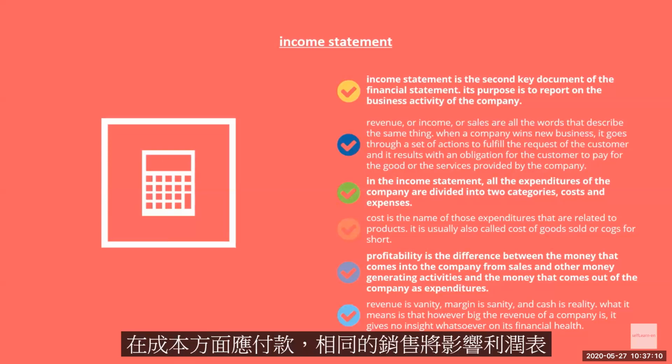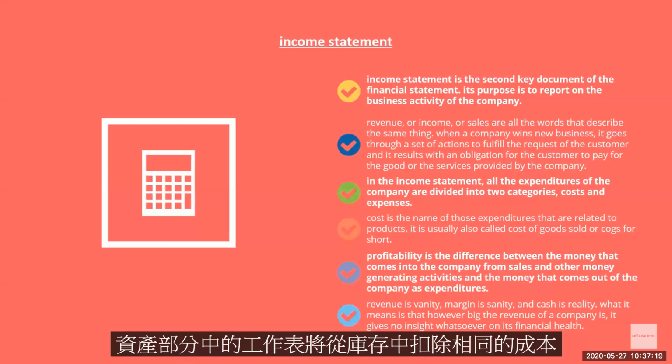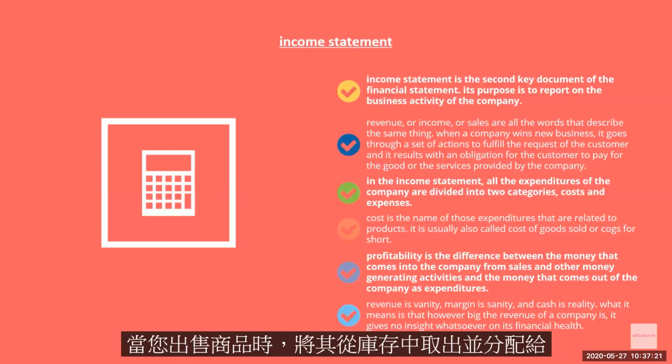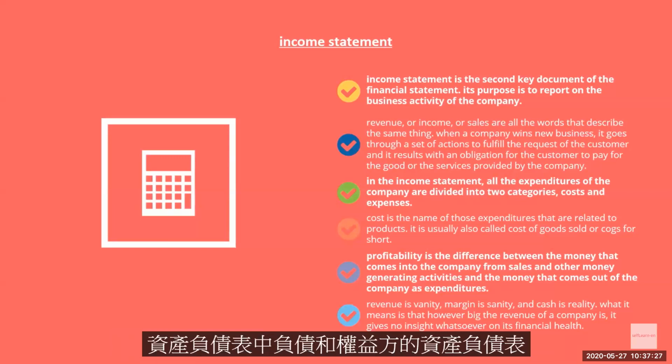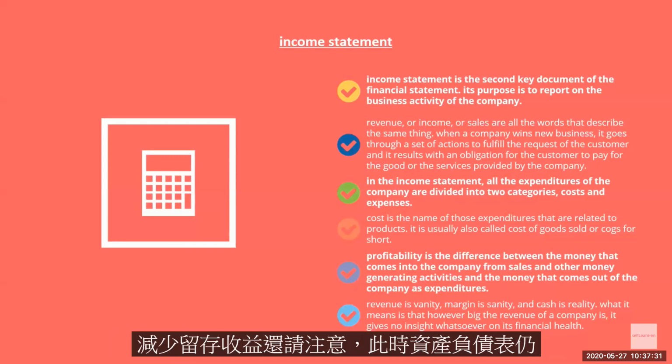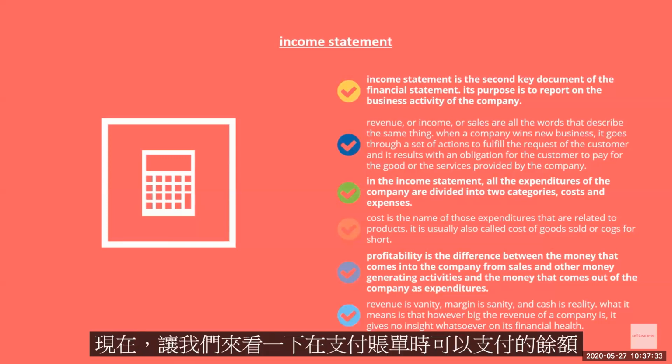On the cost side, the same sale will impact the income statement by increasing the cost line by the cost associated with that sale. On the balance sheet, in the asset section, the same cost will be deducted from the inventory category. As you sell a good, you take it out of the inventory and give it to the customer. So in the same way, it's taken out of the inventory category of the balance sheet. On the liabilities and equity side of the balance sheet, it will reduce retained earnings. Also note that at this point, the balance sheet remains in balance.